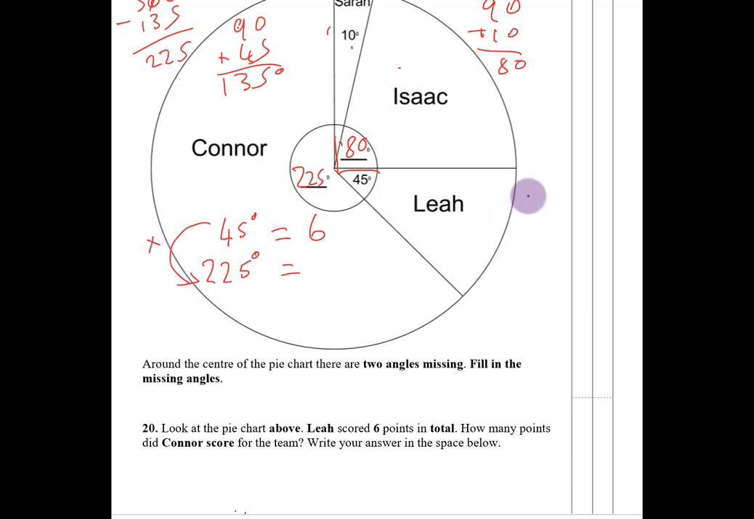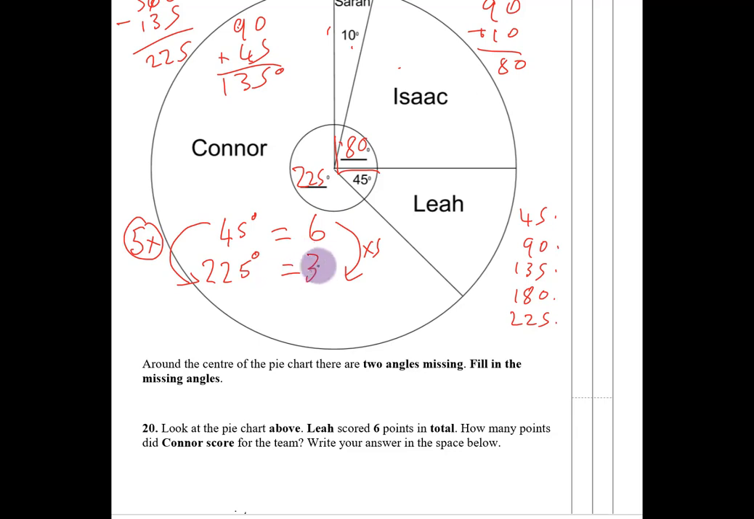So we need to know our 45 times tables, and most of you should have a good idea of what they are. So we'll do 45, 90, 135, 180, and then 225. So it's actually 45 has been times by 1, 2, 3, 4, 5. So this has been times by 5, which means because it's ratio, whatever happens to this side, we must do to the other side. So we're going to times that by 5.